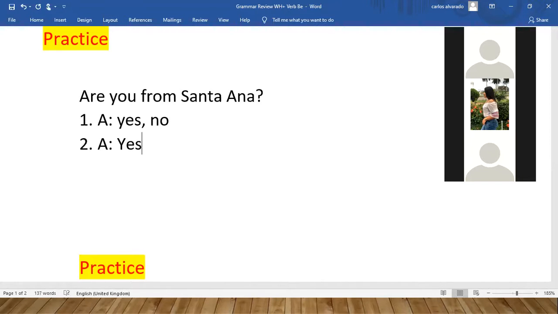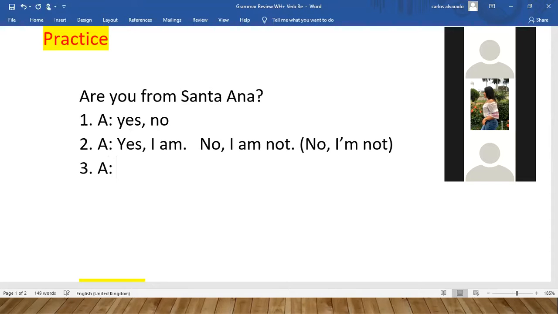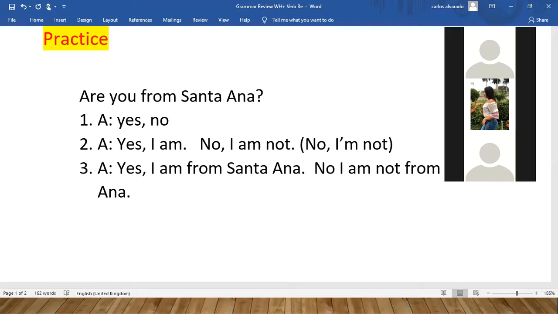Respuesta número dos. Yes, I am. Okay. Negative. No, I am not. Okay. ¿Podemos usar contracción? Yeah. No, I'm not. Okay, puedo usar contracción. All right, very good. Number three. Yes, I am from Santa Ana. Respuesta larga. Siempre sí o no, pero respuesta larga. Or you can say, no, I am not from Santa Ana. Okay. Do you see? Primera forma, segunda forma, tercera forma. How to answer the question.